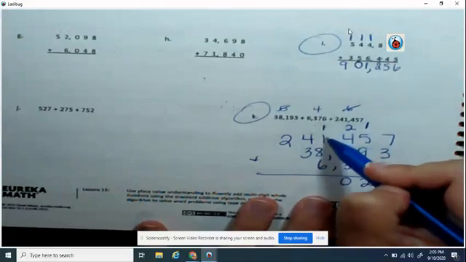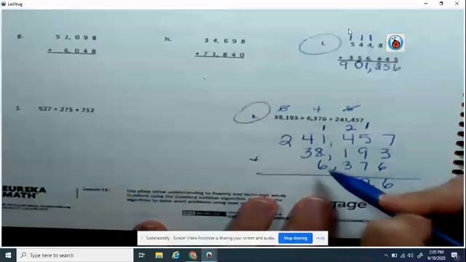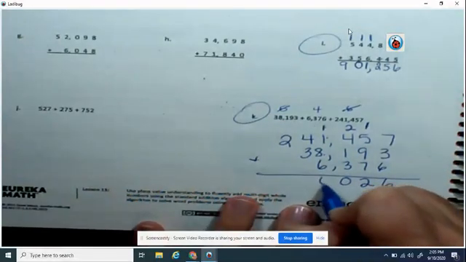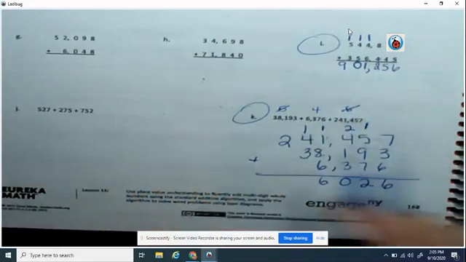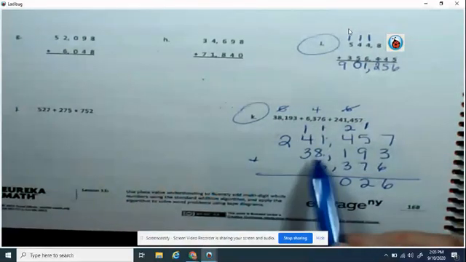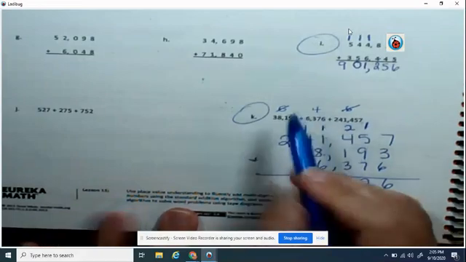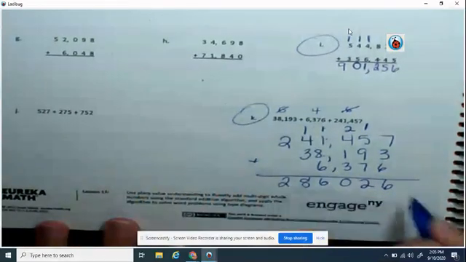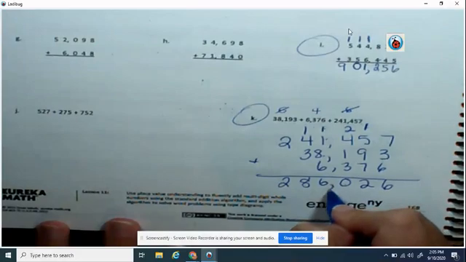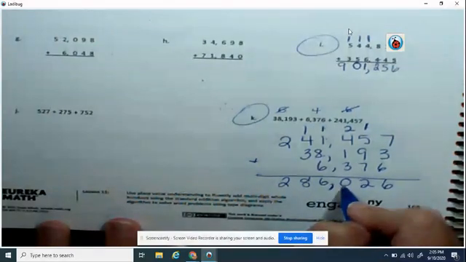1 plus 1 is 2. Plus 8 is 10. Plus 6 is 16. 1 plus 4 is 5, plus 3 is 8. And then bring down my 2. 1, 2, 3, comma, 1s, 10s, 100s, and then my thousands place.